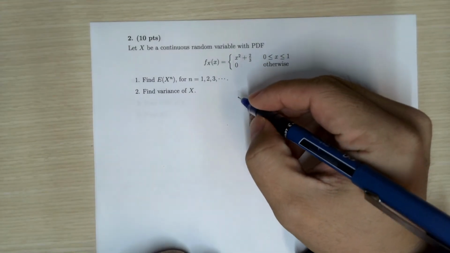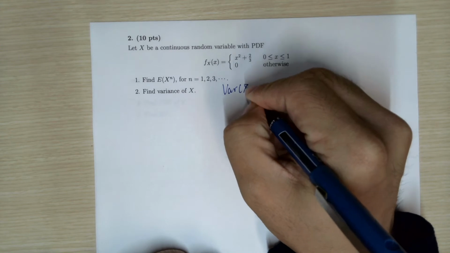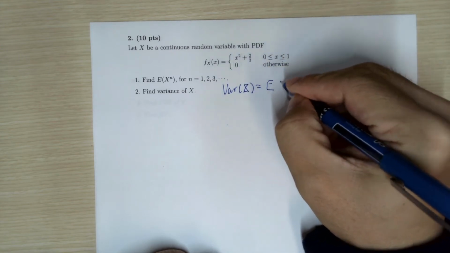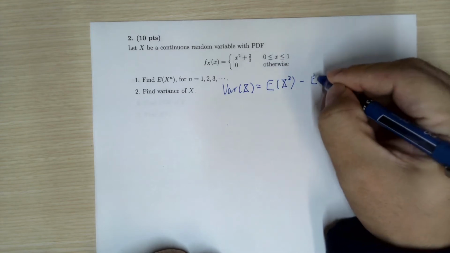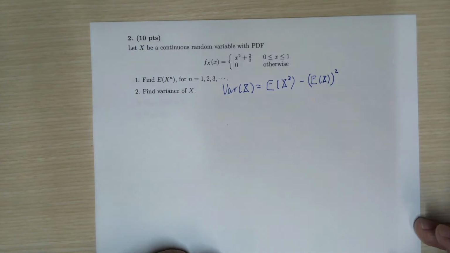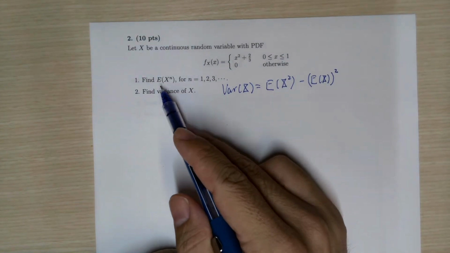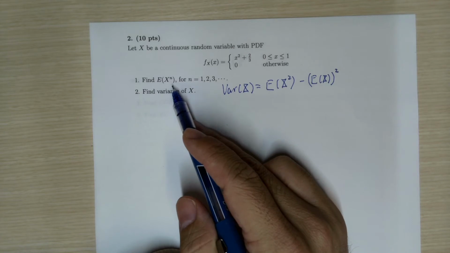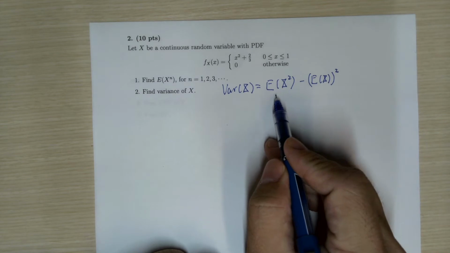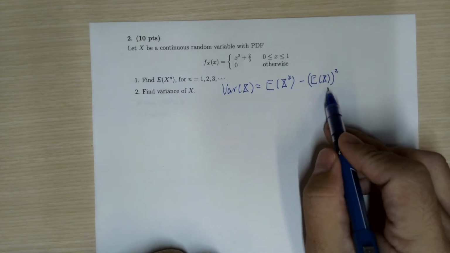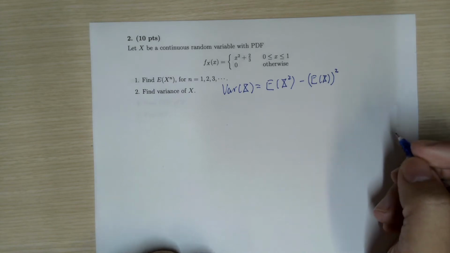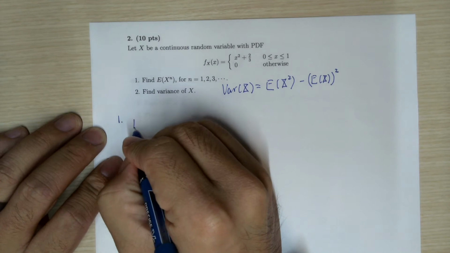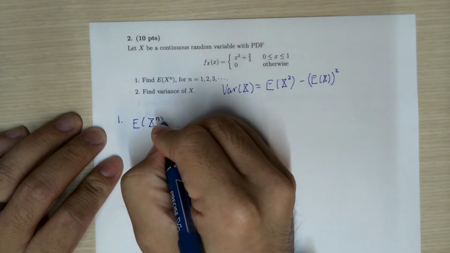So, the variance of x is equal to the expectation of x squared minus the expectation, then square. Okay. So as you can see, if we can figure out the expectation of x to the power n, then we can let n equals 2 to derive this piece, and let n equals 1 to get this. So we can easily figure out the variance. Okay, so starting from the first part, looking for the expectation of x to the power n.